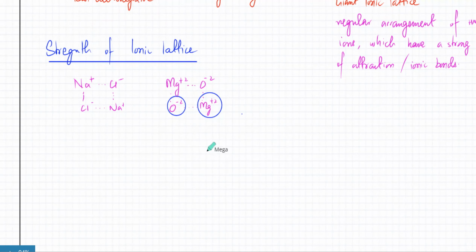So the first thing is, number one factor is higher charge, greater charge, that obviously translates to stronger attraction.